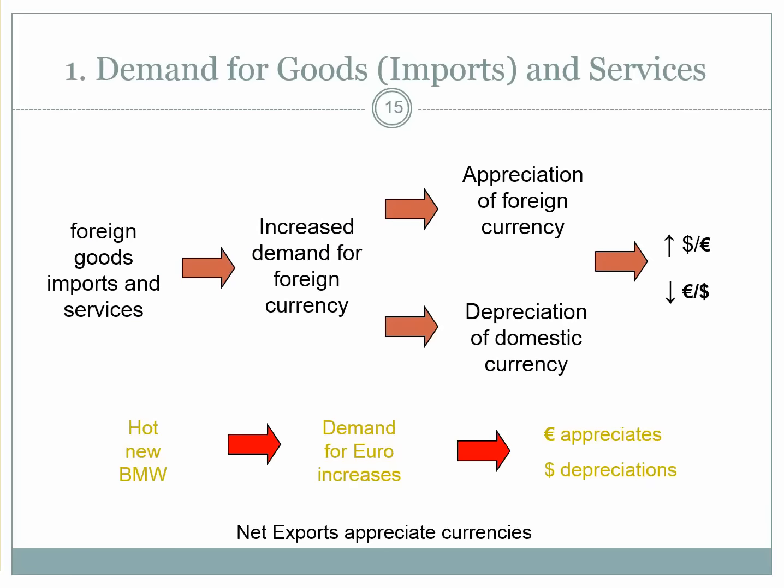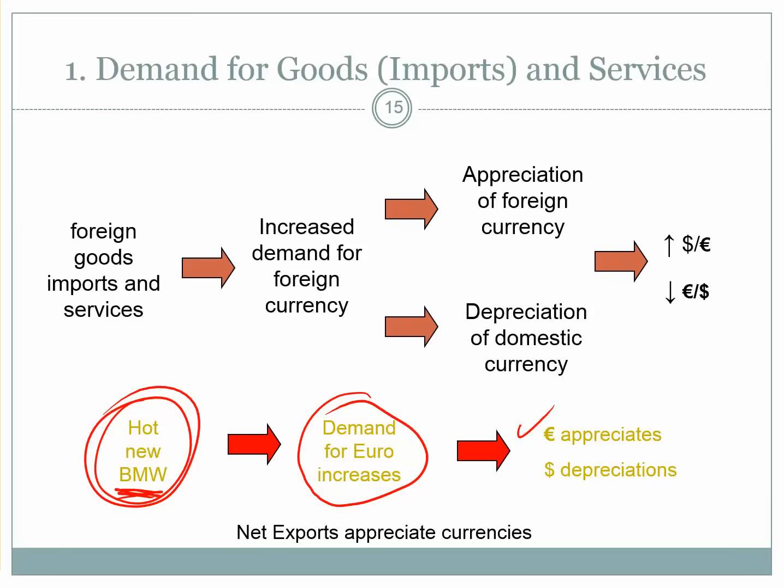So the first thing we'll talk about, as the thing I alluded to a minute ago, is that if you want German goods or Paris hotels, I need to buy euros. So say there's a hot new BMW being sold in the U.S. market. And the BMW is a German car. So now, if I want to buy that car, I'm going to create demand for euros. And that's going to tend to appreciate the euro.